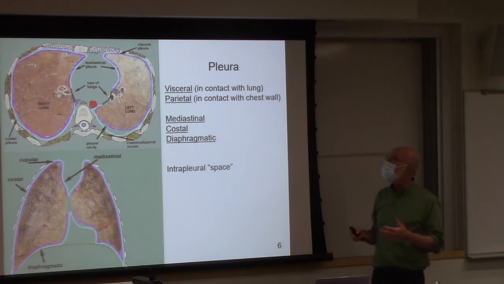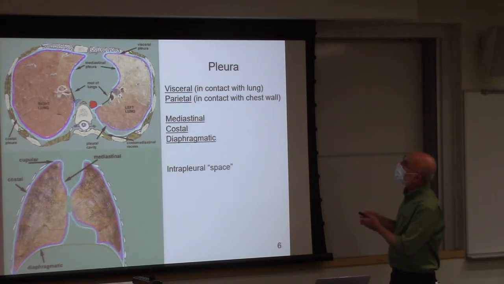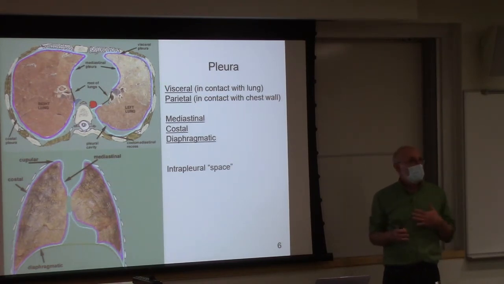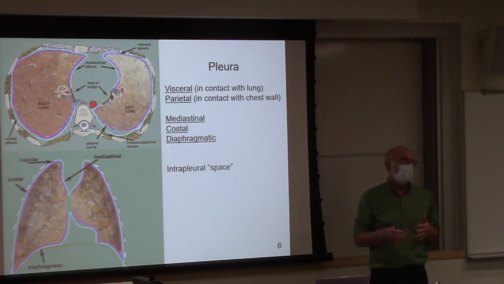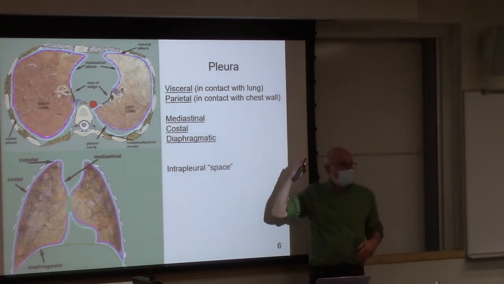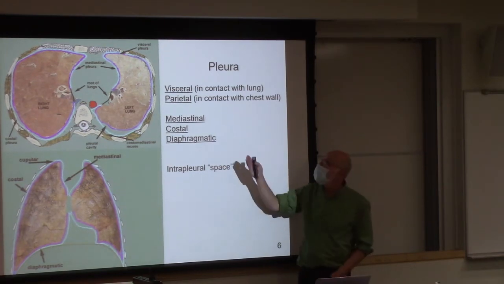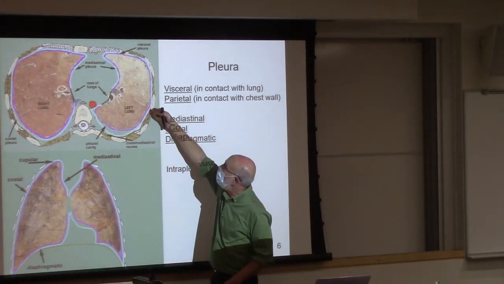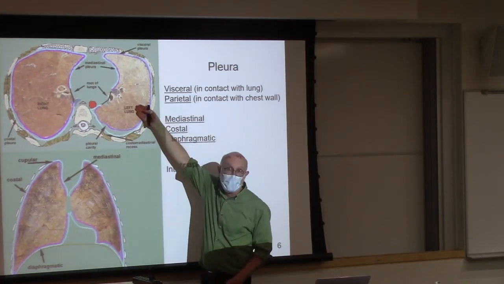It's surrounded by two membranes. The outer pleura is called the parietal pleura, and the inner pleura that's in contact with the lung itself is called the visceral pleura. So visceral pleura is in contact with the surface of the lung, and parietal pleura is in contact with the visceral pleura on the inside and with the chest wall on the other side. So we have chest wall, parietal pleura, visceral pleura, lung.